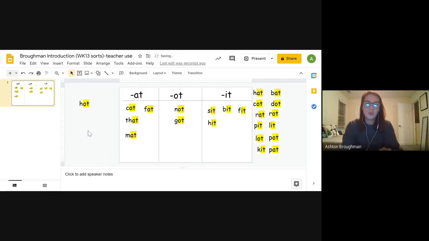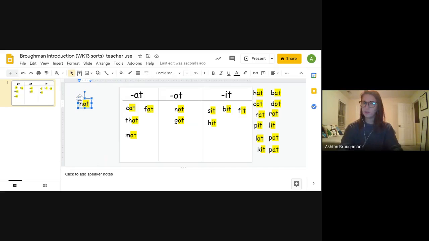What letter does that word start with? Good job. The letter H. What sound does the letter H make? Yes, the letter H makes the sound. Good. And then we see OT. What sound does OT make? Hot. Good job. So let's put those sounds together. Hot. Yes, we made the word hot. And so what word family does this word belong to? The ot word family because it ends in ot.